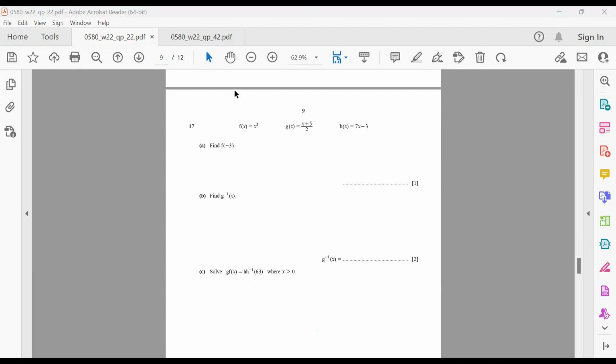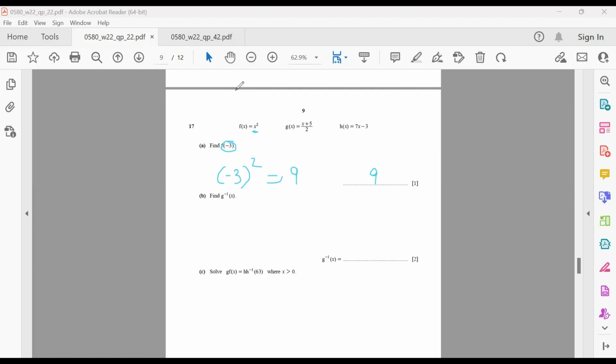They've asked: f of x is equal to x squared, g of x is equal to (x plus 5) upon 2, and h of x is equal to 7x minus 3. The first question is asking f of minus 3. So we substitute minus 3 for x, therefore we get minus 3 the whole squared. Now this is equal to 9, therefore a is equal to 9.